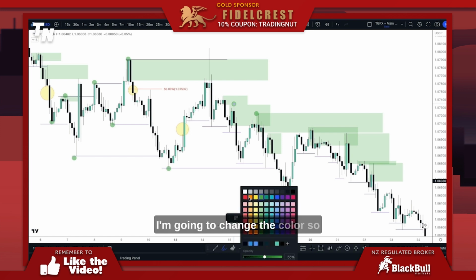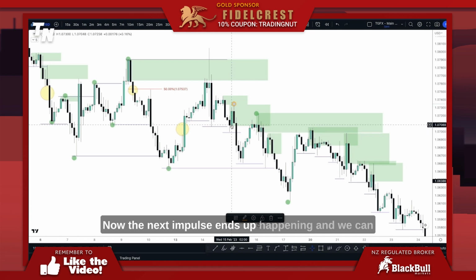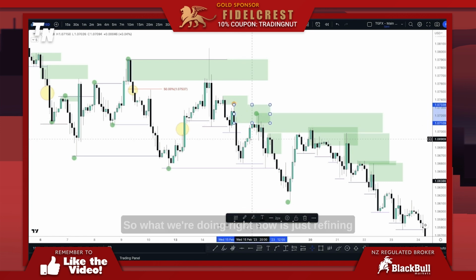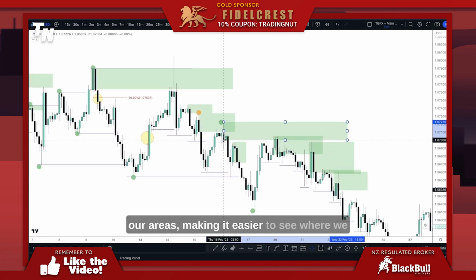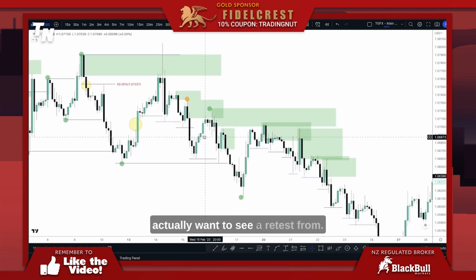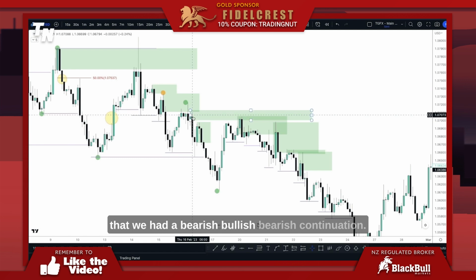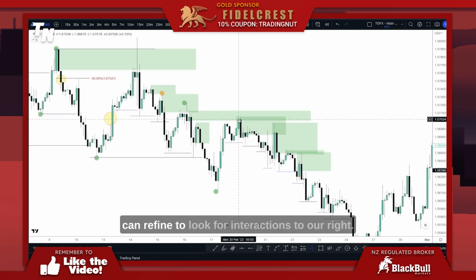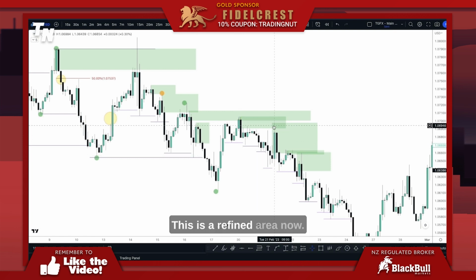I'm going to change the color so that we can break down that entry. Now the next impulse ends up happening, and we can refine this order block to this bearish candle here. So what we're doing right now is just refining our areas, making it easier to see where we actually want to see a retest from. Now in this case here, we can see that we had a bearish, bullish continuation. This is now our level of supply that we can refine to look for interactions to our right. Same thing here, we get a bearish order block directly on the 2-hour. This is a refined area now.